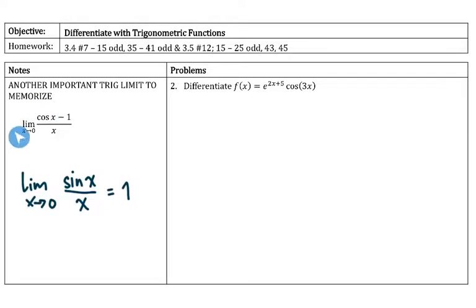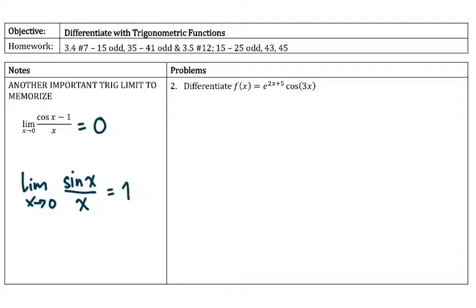Here is another one that's just helpful to know. The limit of cosine of x minus 1 over x as x approaches 0 is equal to 0. If you want to see a proof of that, it's in the PDF notes that are attached here.